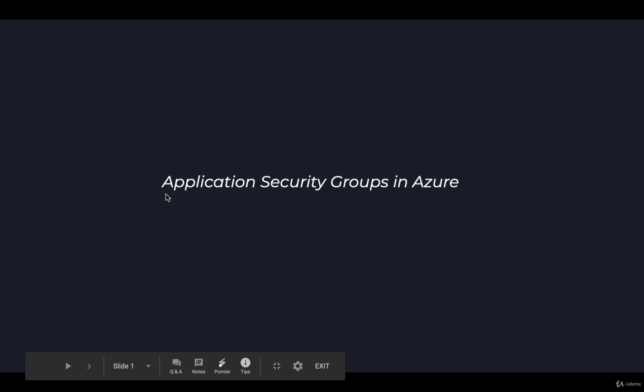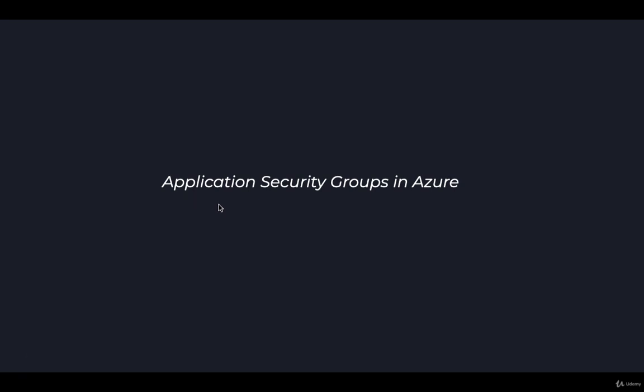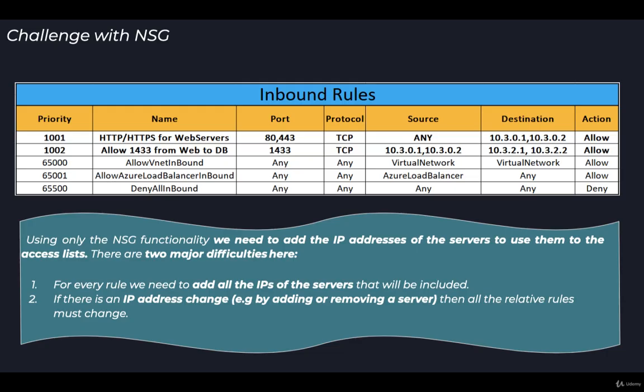Hello friends, welcome to this lecture on application security groups in Azure. Before digging in further, we'll understand the challenge with the NSG. When we create an application security group within Azure, ASGs help us manage the security of our virtual machines by grouping them according to the application which runs on them. Generally, this is a feature that allows application-centric use of your network security group.